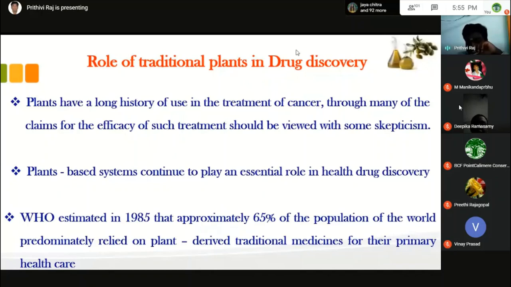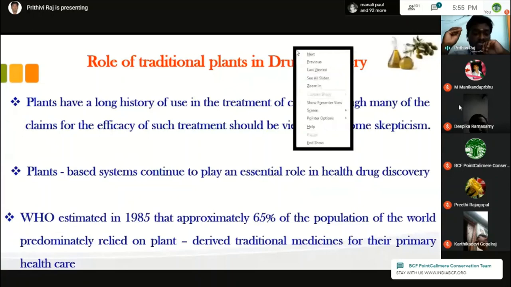It is playing an important role. The World Health Organization, WHO, estimated in 1985 that approximately 65% of the population of the world is predominantly reliant on plant-derived medicines, because most of the WHO products recommend only herbal products.